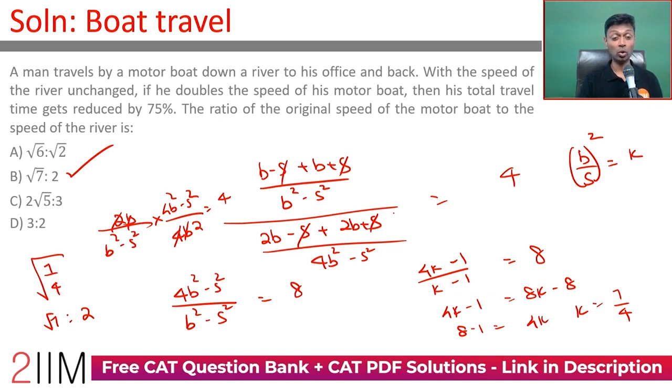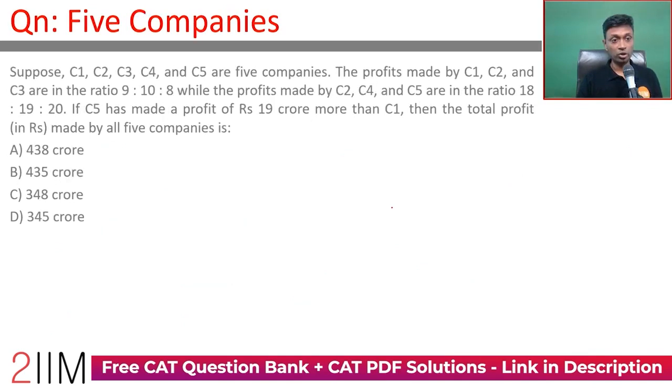Wonderful question, not too complicated, but layers of computation and solving algebra involved. Get some practice into boat and speed idea. This should be true. Suppose C1, C2, C3, C4 and C5 are 5 companies.